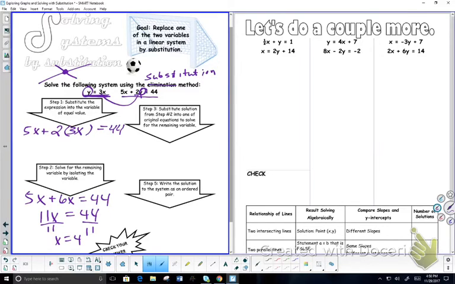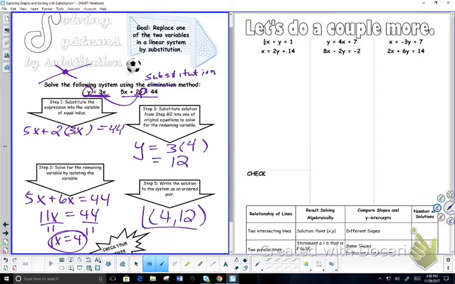I'm going to pick the easier equation, y equals 3x. I'm going to put parentheses because that's where the x should go, but I'm going to plug in what x is equal to. Since x is equal to 4, I would then get 3 times 4 is 12. So now I have x is equal to 4 and y is equal to 12. This is going to be the point where our two lines would intersect.